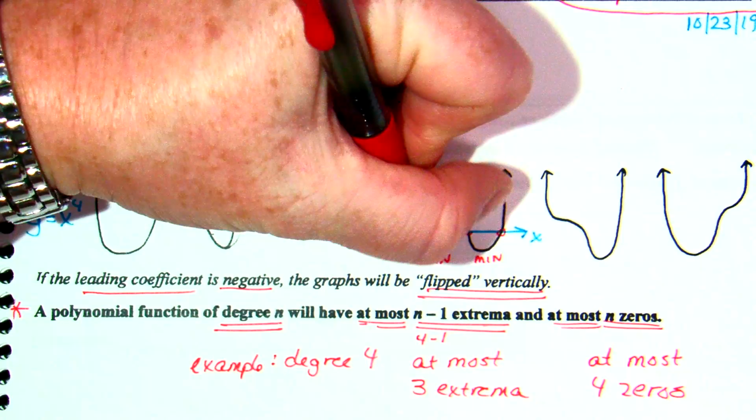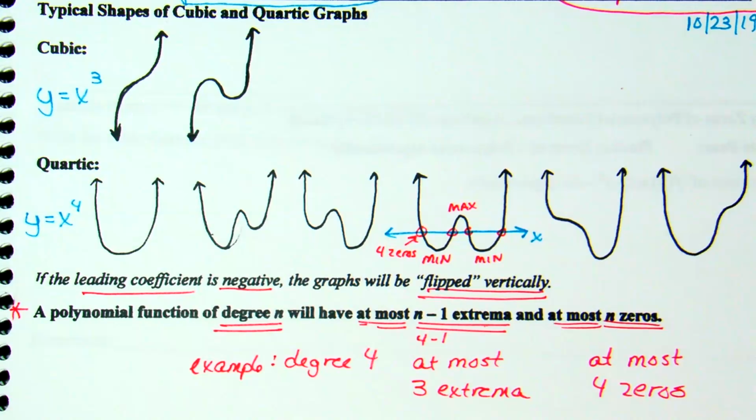What if that x-axis was down below the whole shape? We could possibly have no zeros, right? So it all kind of depends on where the graph is drawn. But that is a rule, and we're going to use that rule in some of our upcoming stuff here. But remember, if it's degree n, you have at most that many zeros, and at most 1 less than that many extrema. Questions before we turn the page?